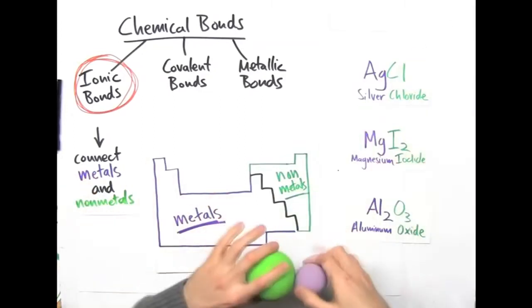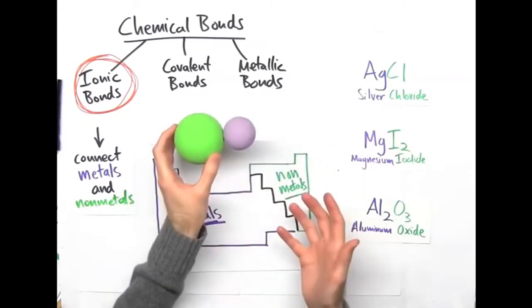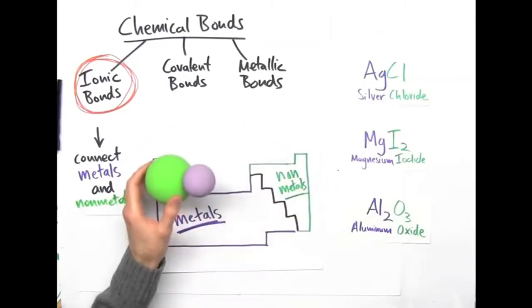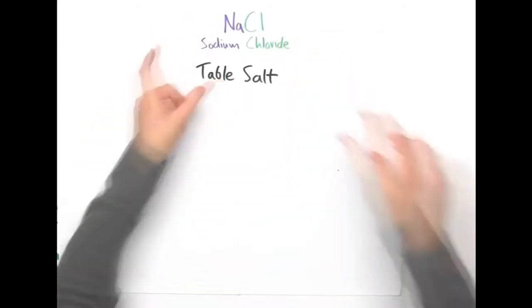Okay, so now we're going to talk a little bit more about the how and why that's going on with the bonding here, right? It's like, how do these atoms actually connect together? What's holding them? That's what we're going to talk about next. Okay, so to learn more about ionic bonds, we are going to focus on a chemical called sodium chloride. Sodium chloride is a fancy scientific name for table salt.